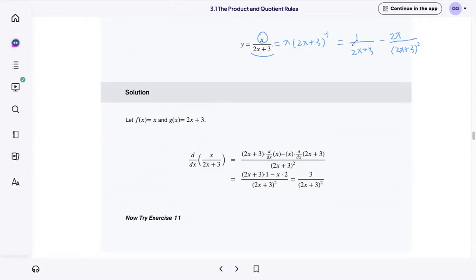If I want to use the quotient rule, it should be this one, then multiply by 2x plus 3. Then in the end, we should get 3 over 2x plus 3 squared. So the quotient rule says take the derivative of the top, multiply by the second. Subtract, take the derivative of the bottom, multiply by the top. Then divide by the bottom squared. So either one works.